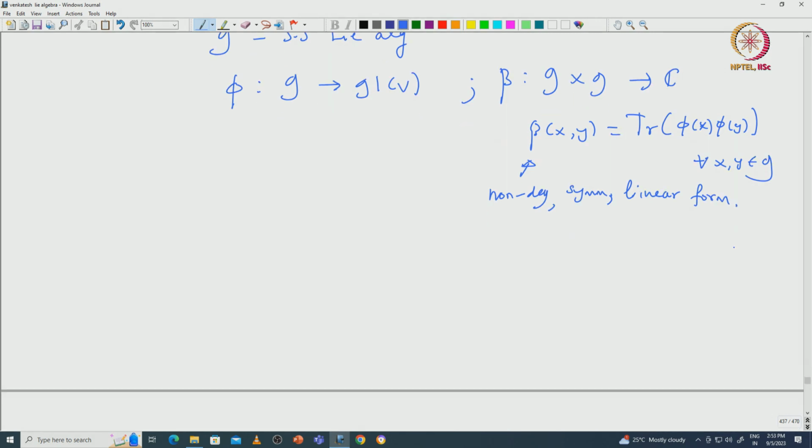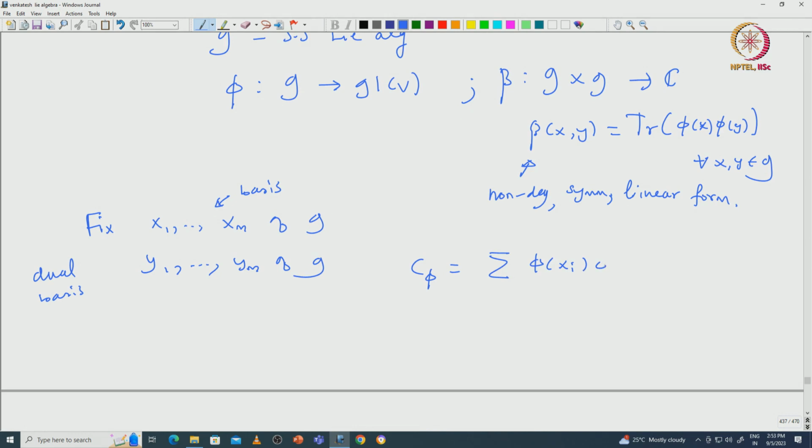In particular, given a basis, we can talk about its dual basis. So, we fixed a basis x1, etcetera, xm of G. Then we took the dual basis, y1, etcetera, ym of G. Then we define what is called the C pi, which is the summation of pi of xi times pi of yi, which is an element of the endomorphisms of V.